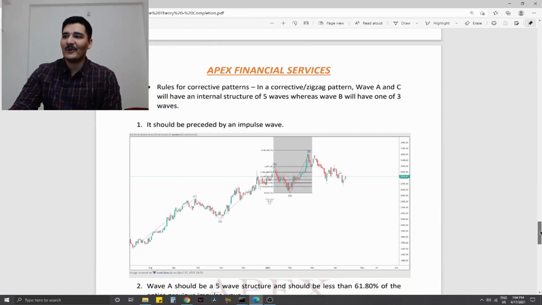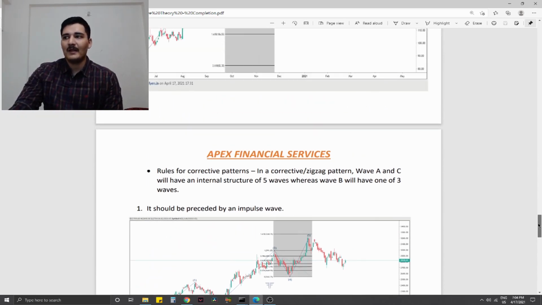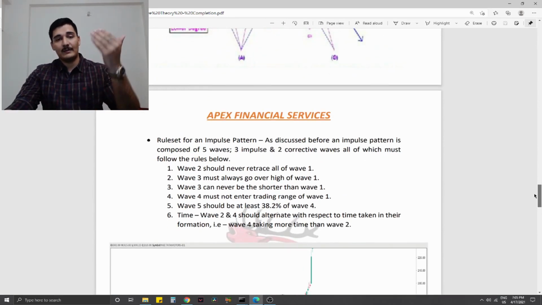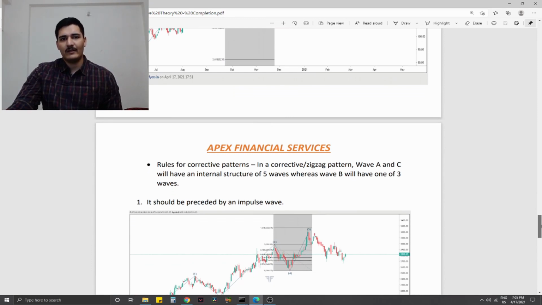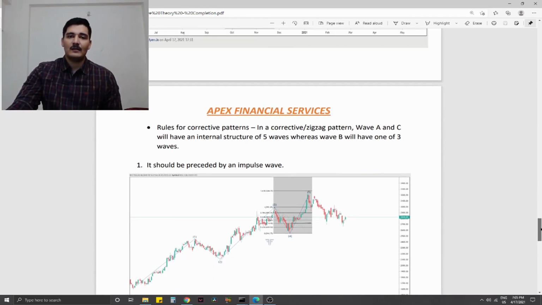Now when we talk about the rule sets for corrective waves, I have done things separately here. I have not actually written the rules as I did in the impulse wave 6 at a time, because corrective identification is a bit trickier. Now the first rule to a corrective wave is of course it should be preceded by an impulse wave, which it is going to be correcting.